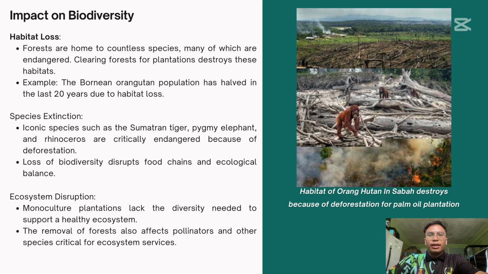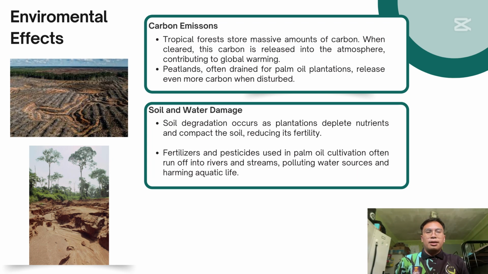Lastly is ecosystem disruption. Monoculture plantations lack the diversity needed to support a healthy ecosystem. The removal of the forest also affects pollinators and other species critical for ecosystem services. As you can see in this picture, the habitat of orangutans in Sabah was destroyed because of the oil palm expansion. Next is environmental impact.